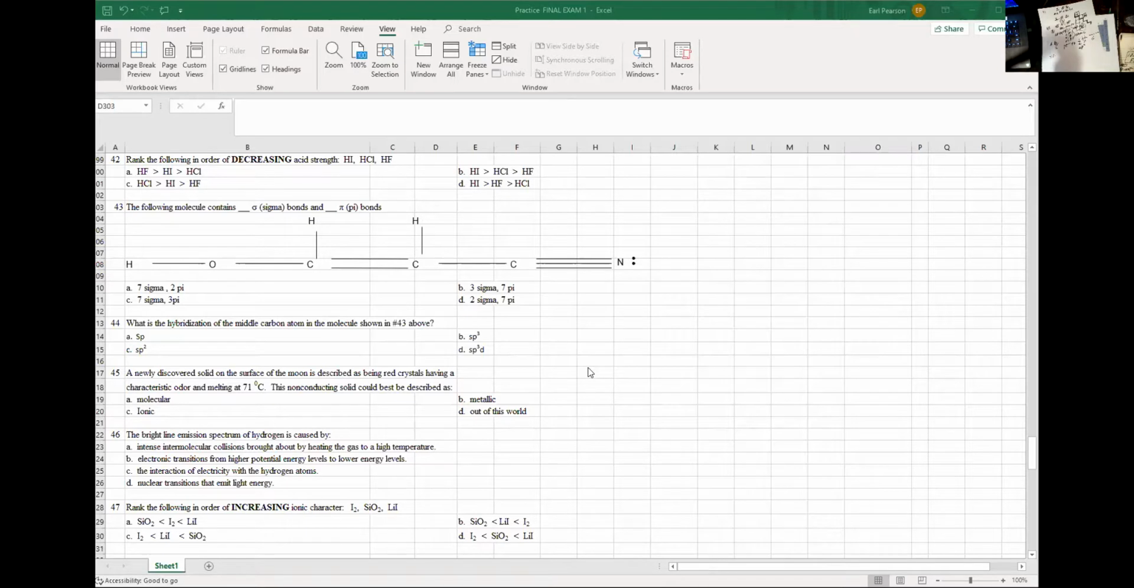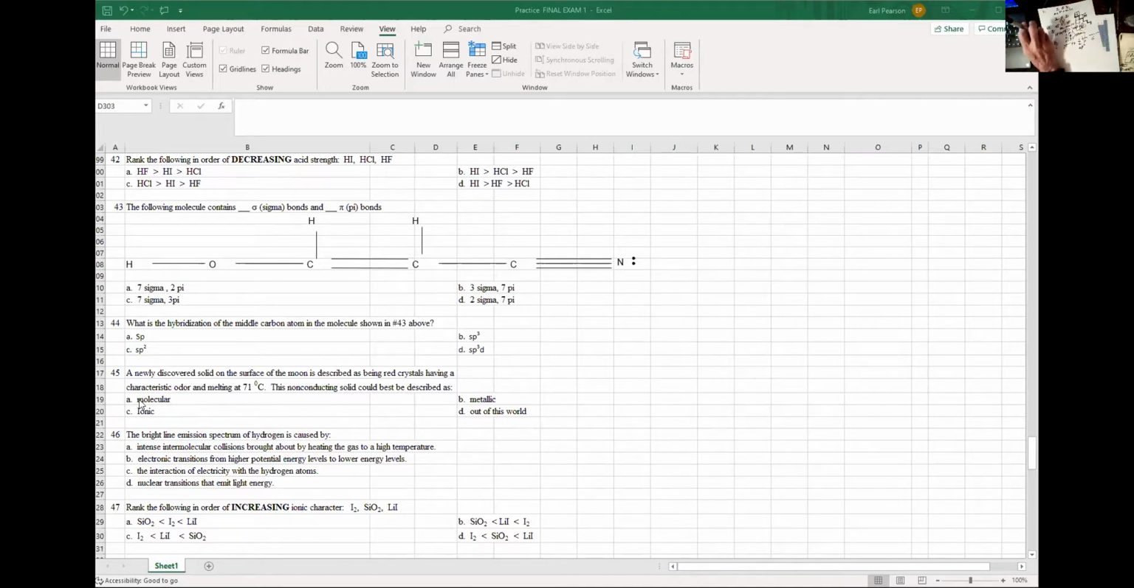It is possible that this guy could be a metal. Let's see if we can eliminate the metal. It's a non-conductive solid. Okay, it's not a metal, because if it were a metal, it would conduct in the solid state. So we've eliminated the other two possibilities. It has to be molecular, and that does fit.